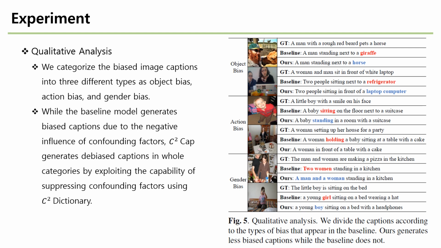This slide shows the result of qualitative analysis. We categorize the biased image captions into 3 different types: object bias, action bias, and gender bias. While the baseline model generates biased captions due to the negative influence of confounding factors, C2 CAP generates debiased captions in all categories by exploiting the capability of suppressing confounding factors using the C2 dictionary.